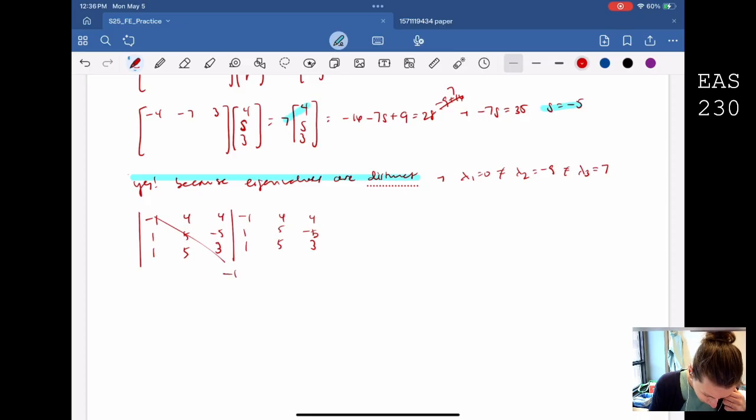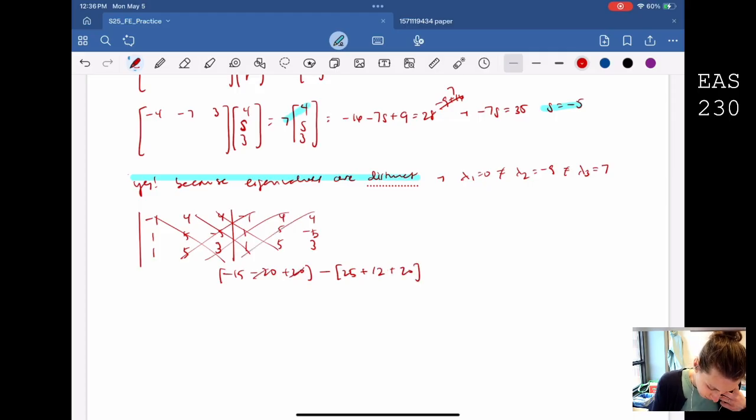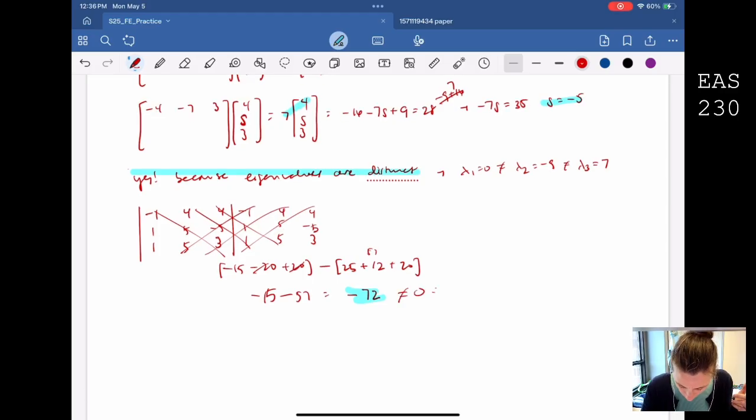So over here I get -15 minus 20 plus 20 minus, this one I get 25 plus 12 plus 20. -15 minus 57. So it's -72. My determinant is -72, which is not equal to 0, therefore they are independent eigenvectors.